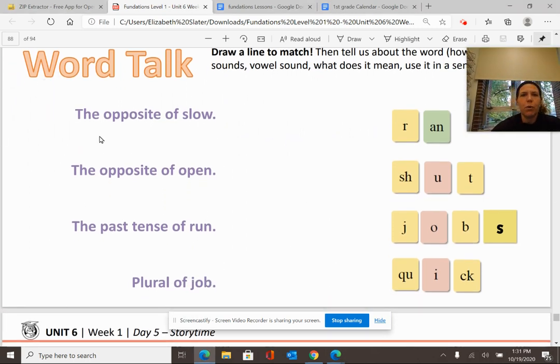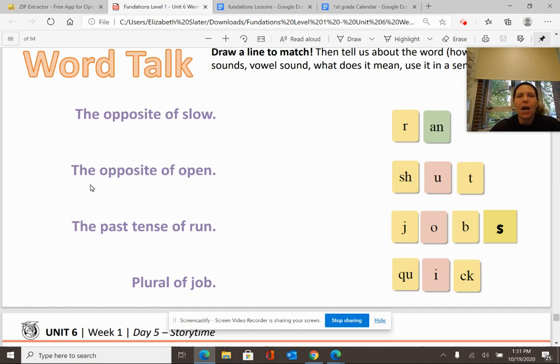Okay, so the first one, we're looking for a word that is the opposite of slow. So let's tap these words out and check what we have. We have an, ran, shut, job, jobs, quick. So we need the opposite of slow. What would you pick? If you said quick, you are correct. Slow and fast or slow and quick are opposites.